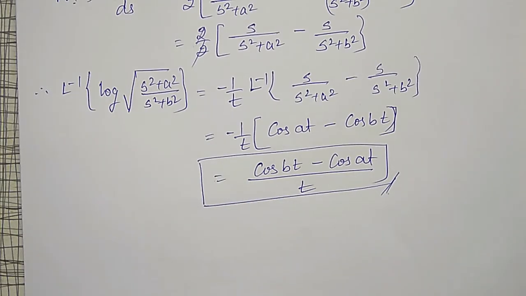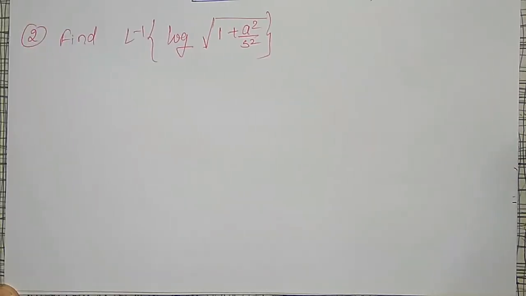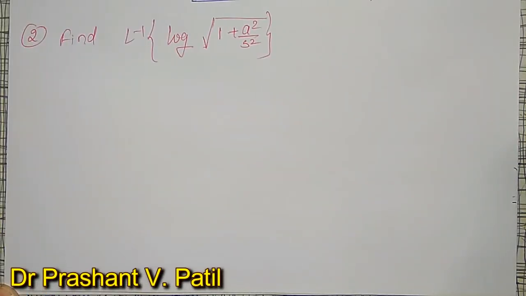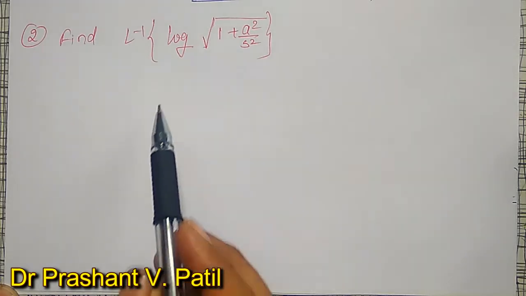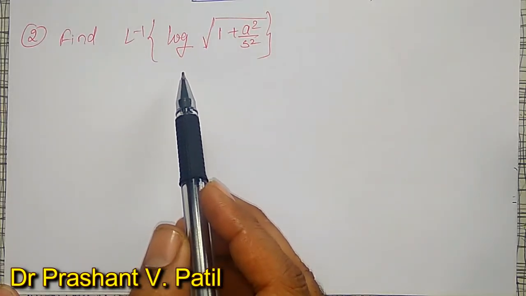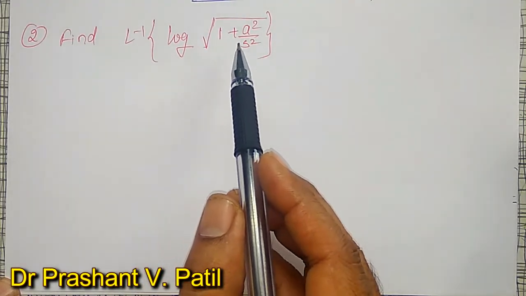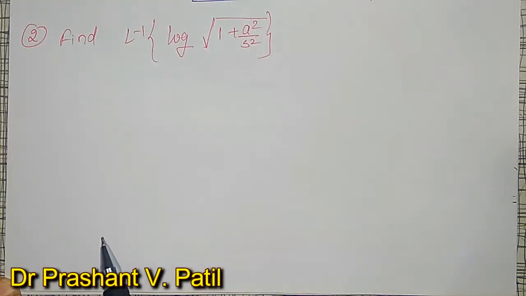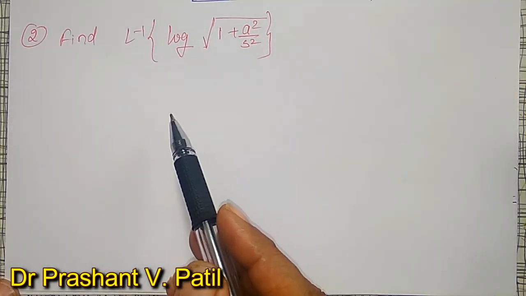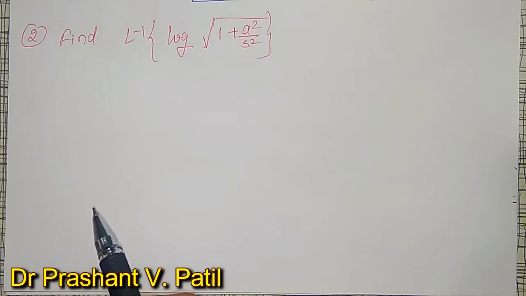Okay, like this. Another example I am doing here, very simple one. Try to understand this one. Okay, next one is find inverse Laplace transform of log of square root of 1 plus a square divided by s square. Again, log is containing, therefore that property only I have to use.